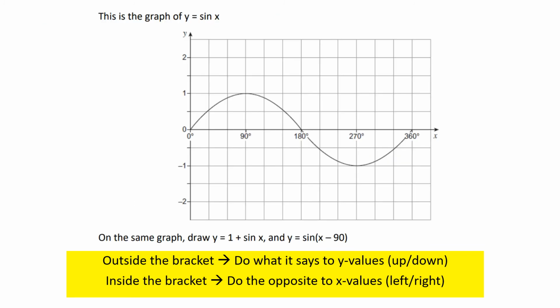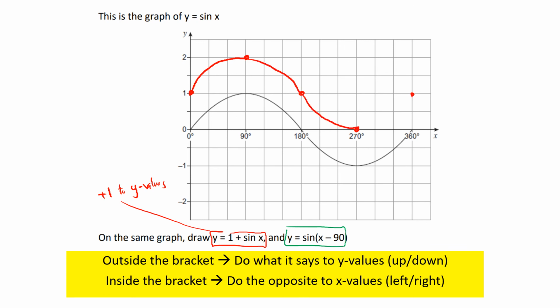Okay, let's get a trig graph in here. Another GCSE question. Here's the graph of sine x. We want to draw 1 plus sine x, and we want to draw sine of (x minus 90). Let's do that red one first. What's happened? They've added 1. They've done it outside the bracket, so we need to add 1 to the y values. So 0 would go up to 1, 1 would go up to 2, and so on. You end up with a graph that is 1 higher than the original one. Curve those together as best you can, and there's our transformed sine graph.